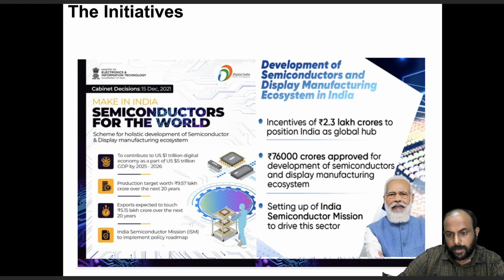Why this particular information is shared is to motivate you, to impress upon you that there is a huge scope of learning VLSI, whether you want to work for a big product house positioned in India, or to be part of the design ecosystem worldwide.